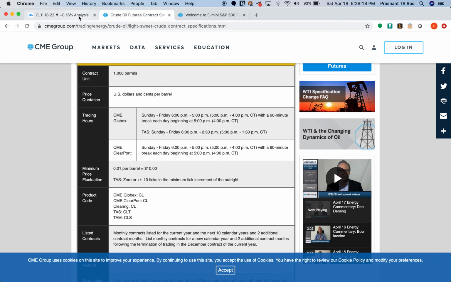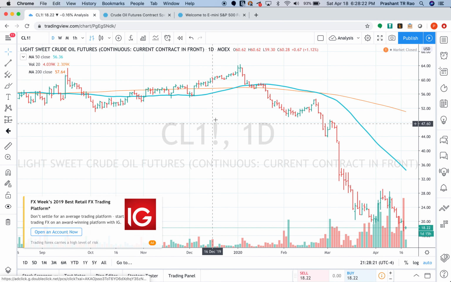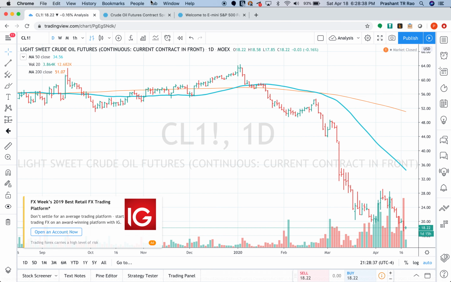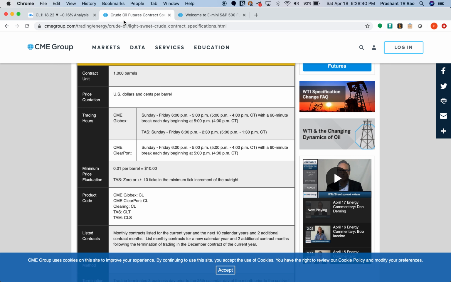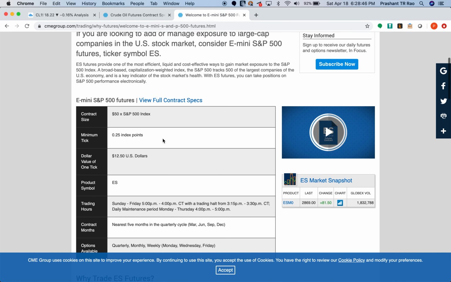So now let's go back to this chart. That means if you, let's say, shorted oil when it was at 48 and then bought it back at 44, that means you made 4 into 1000, that's $4,000. So that's how it works. And let's look at equity futures, another example.